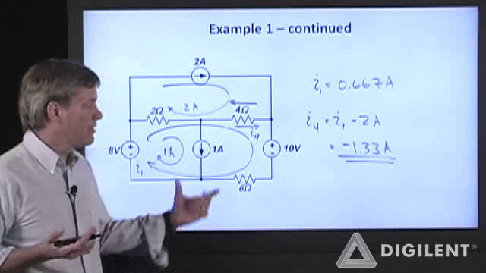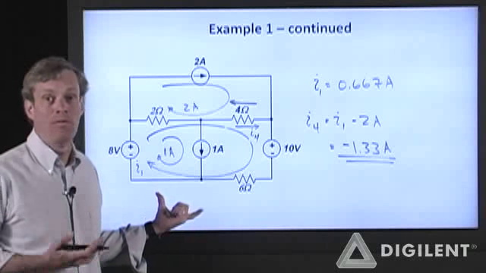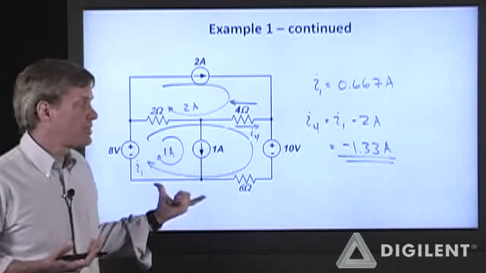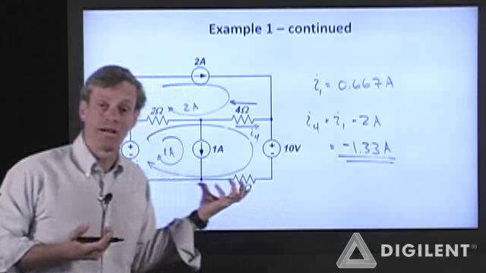Okay, keep in mind that once you've found the mesh currents, you have generally not finished the problem. You still need to use those mesh currents to find any physical parameter in the system. They don't correspond to anything directly in the circuit.